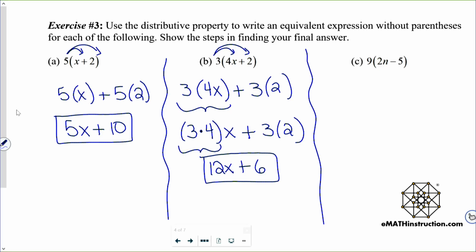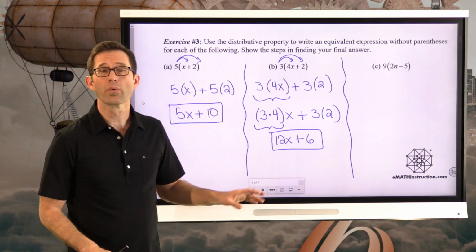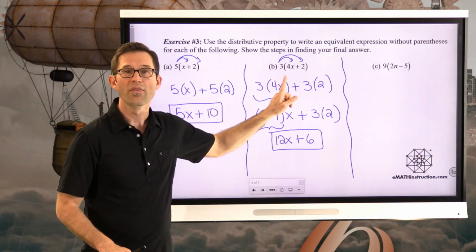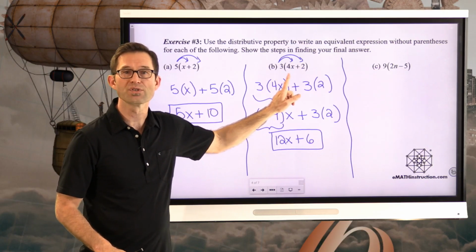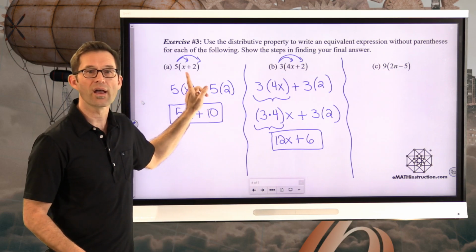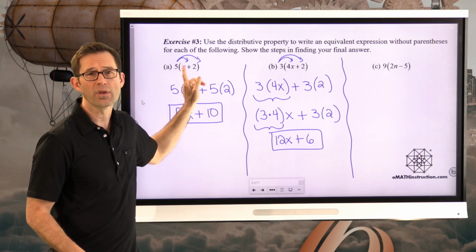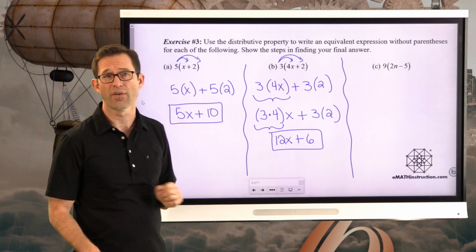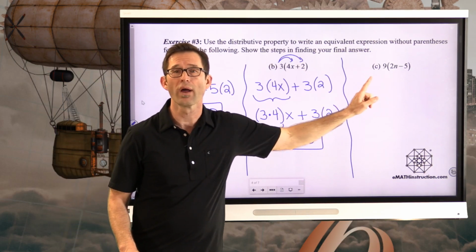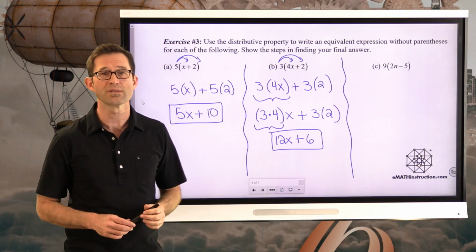All right. So the only real big difference between this one and this one was that here the x had a coefficient of 4, so we actually had to do 3 times 4 to give me 12x. Here the x has a coefficient of 1, so 5 times x is just 5x. Why don't you pause the video now, use the distributive property to write that product without parentheses.